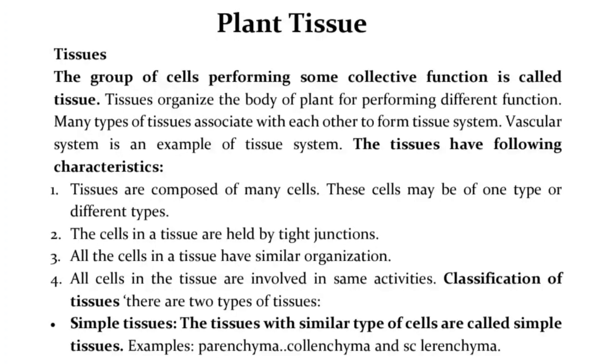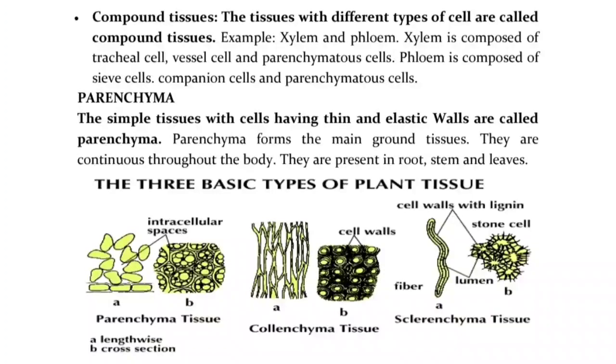Classification of tissues. There are two types of tissues. Simple tissues. The tissues with a similar type of cells are called simple tissues. Examples: parenchyma, collenchyma and sclerenchyma. Compound tissues. The tissues with different types of cells are called compound tissues. Example: xylem and phloem. Xylem is composed of tracheal cells, vessel cells and parenchymatous cells. Phloem is composed of sieve cells, companion cells and parenchymatous cells.